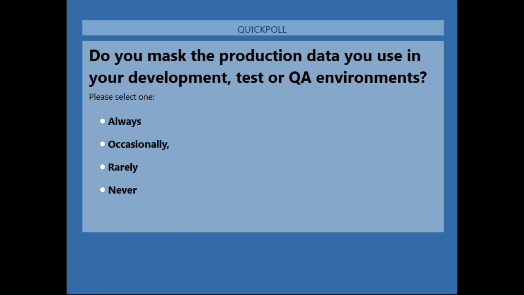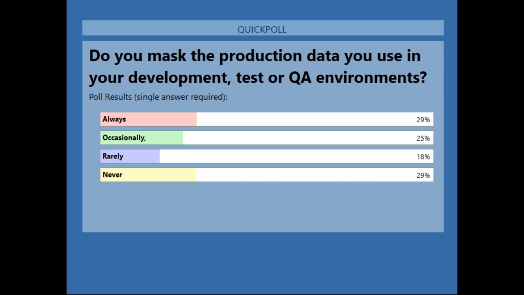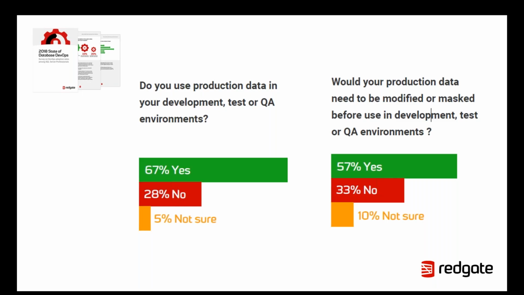Okay, so we can go ahead and stop the survey, and let's share the results. So it looks like 29% mask data, which is great. 25% do it occasionally on an ad hoc basis, 18% do it very rarely, and 29% don't mask data in lower environments. So let's talk about that in a bit more detail. Let's hide this and take a look at a demo of how Redgate can actually help you with that.